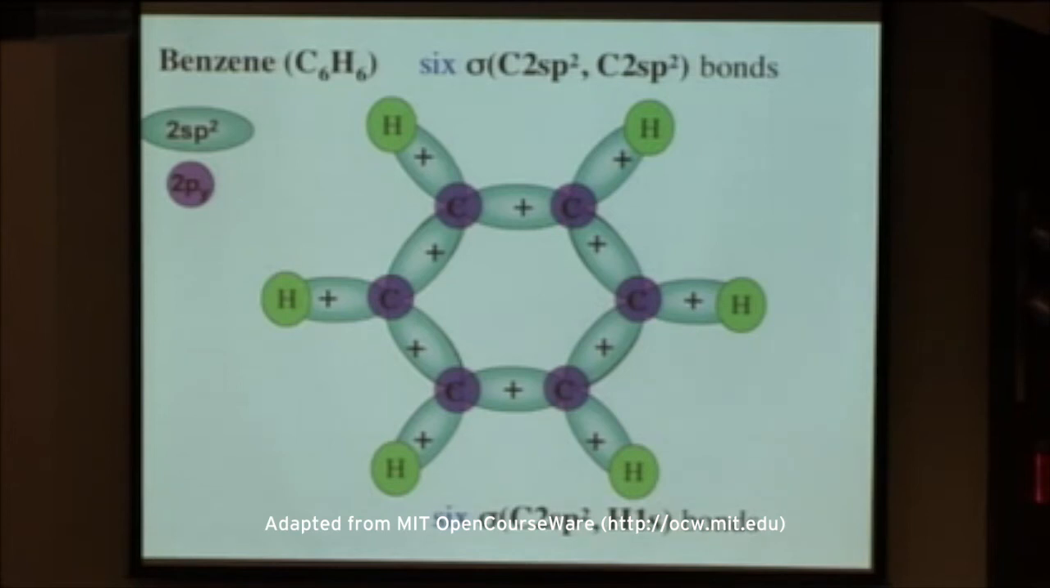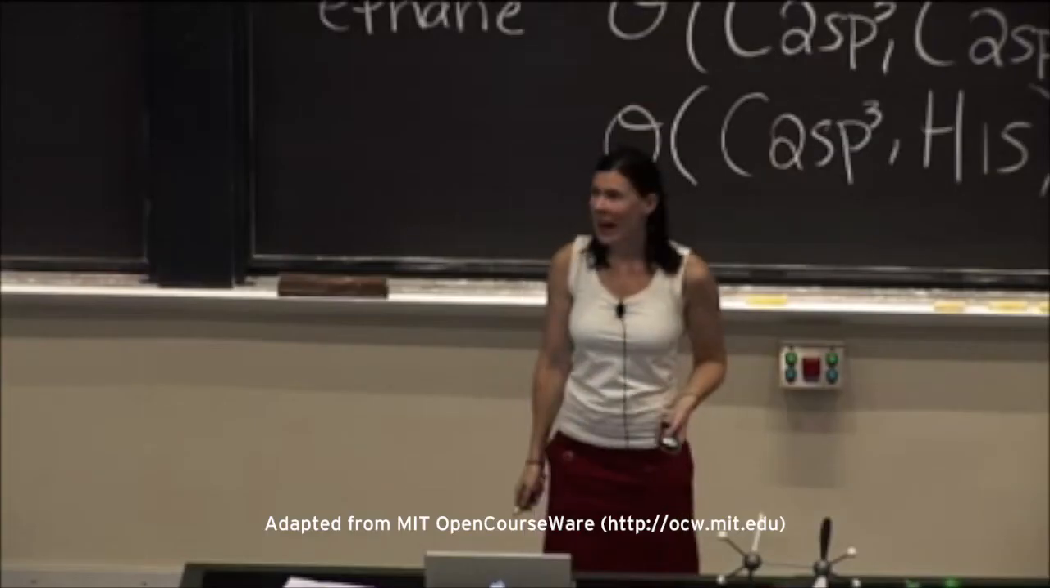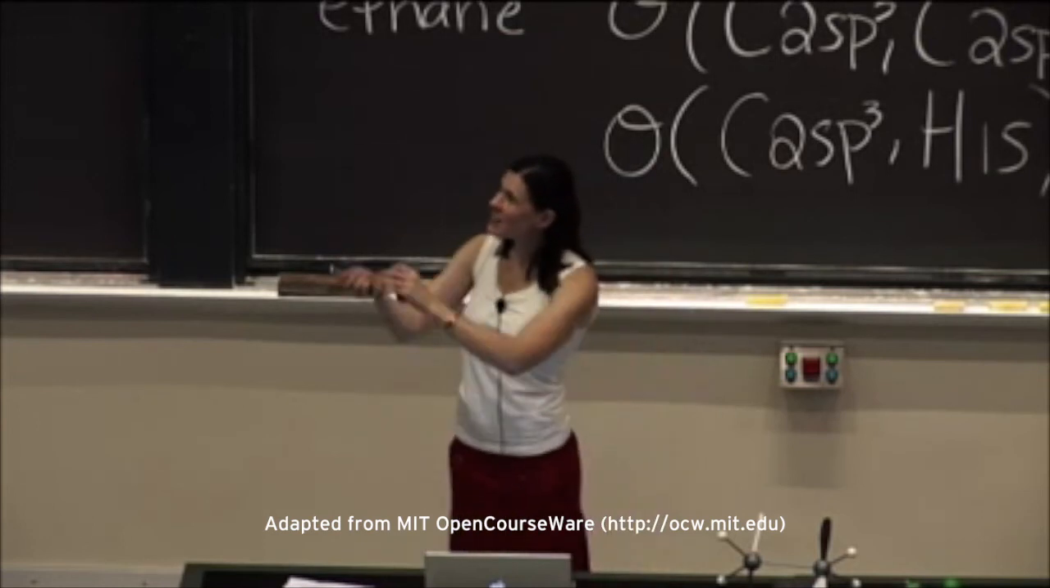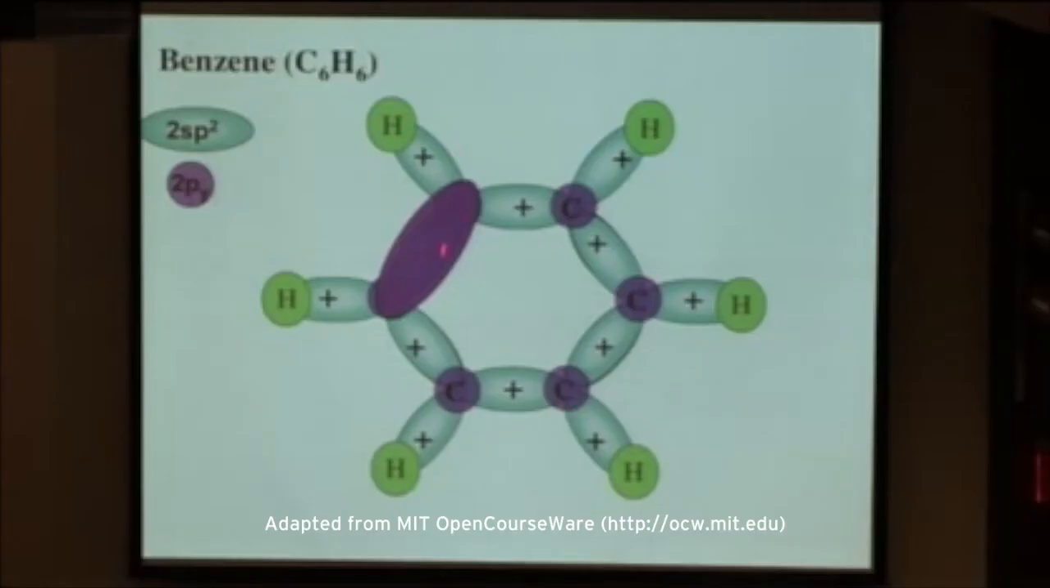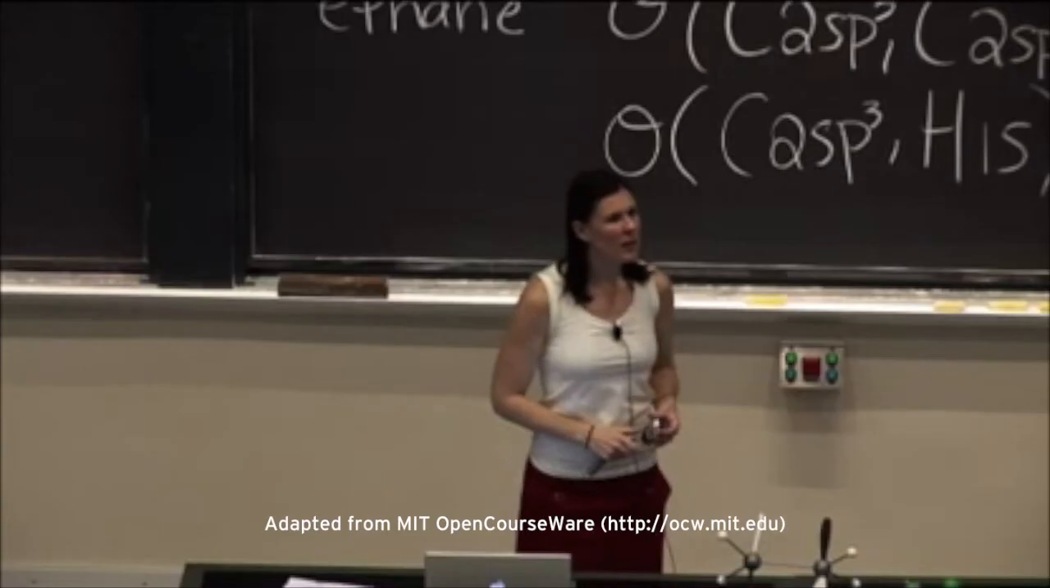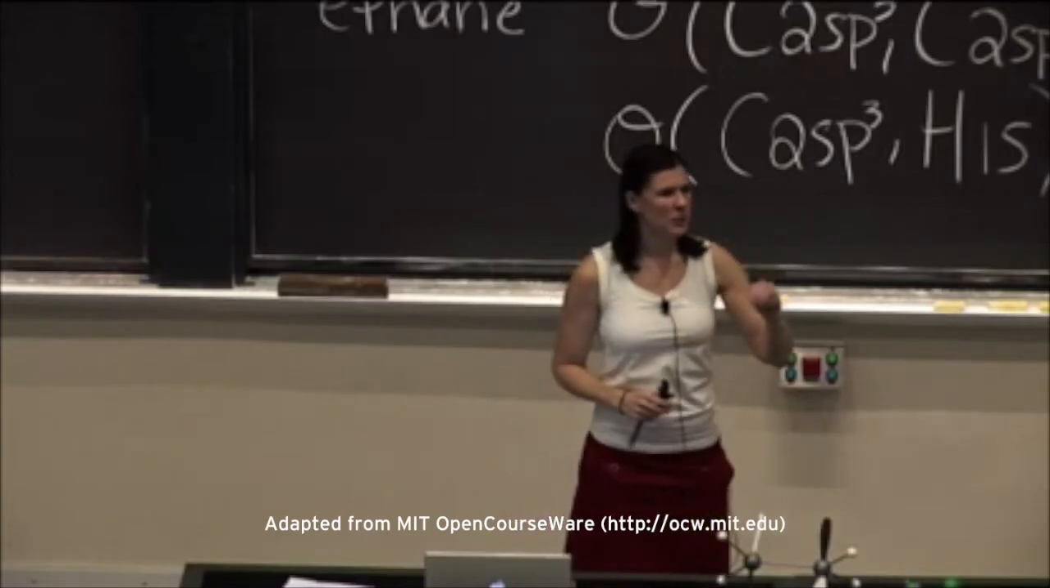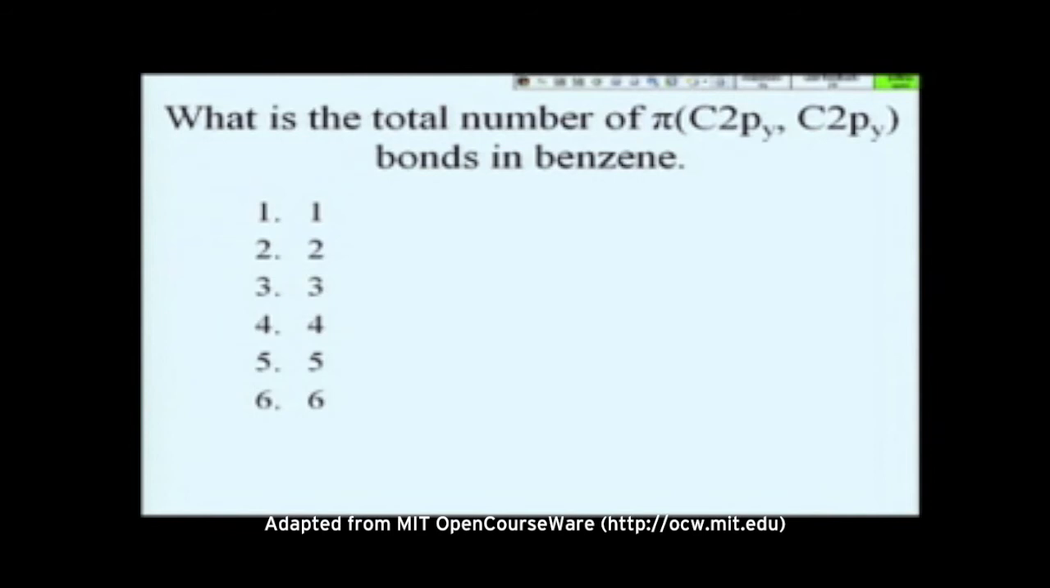So that's 2 of our types of bonds in benzene, and we have 1 type left, and that's going to be the double bond, or the pi bond, that forms between some of these p orbitals. So we can have 1 bond here between this carbon's p orbital and this carbon's p orbital. So let's have a clicker question here: how many total pi bonds do you expect to see in benzene?